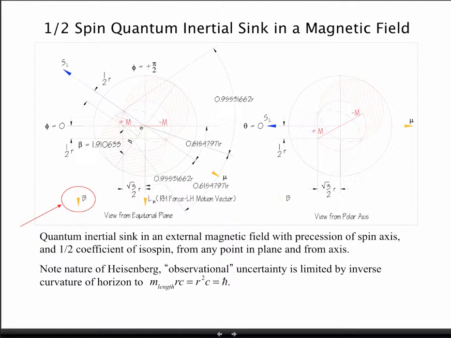In the presence of an external magnetic field, which includes that from any other interacting quantum, the magnetic moment of the quantum aligns with the field. The spin axis inclines toward a plane normal to that field and precesses. The 1/2 coefficient of isospin is apparent here and is developed elsewhere. Heisenberg uncertainty, then, is a result of the inverse curvature limit to the center of the oscillation and is not an independent parameter.